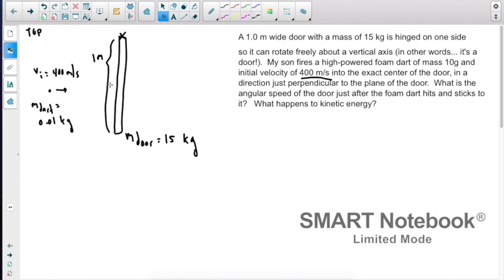So the dart ends up hitting and sticking to the door. Looks like it's going to do that right here. Sticking to the door, and I think you guys can understand that it's going to transfer some of its momentum to the door, and now the door is going to start swinging this way. So right after the collision, I want to know what is the angular speed of the door. And remember, the door and the foam dart now are rotating together, so I need to keep that in mind. It looks like this is another inelastic collision, doesn't it?